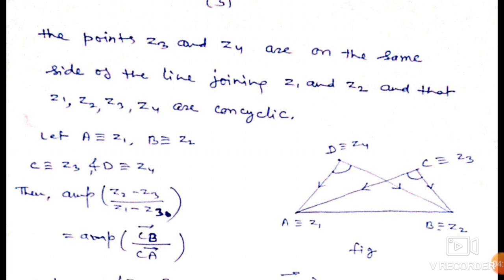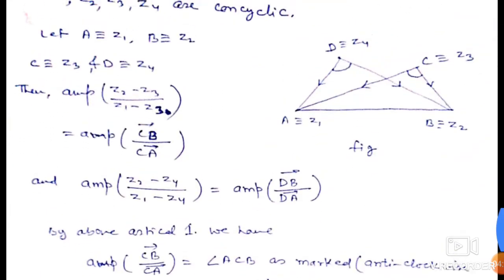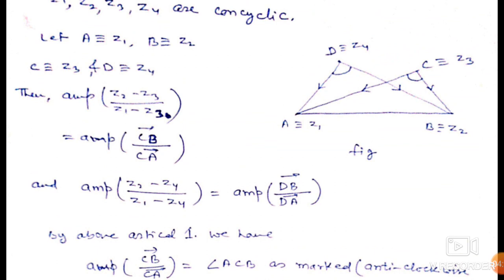Then amplitude of Z2 minus Z3 over Z1 minus Z3 is equal to amplitude of vector CB over vector CA, and amplitude of Z2 minus Z4 over Z1 minus Z4 equal to amplitude of vector DB over vector DA.